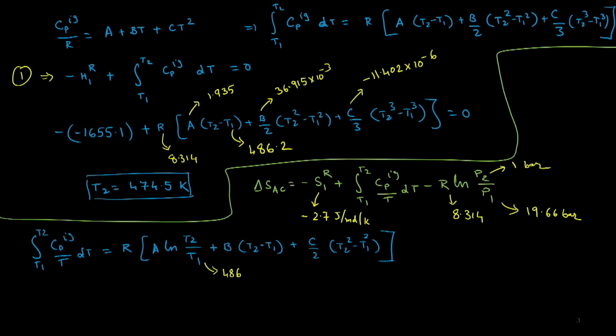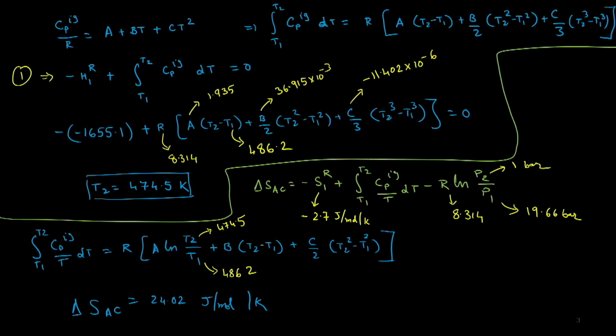T1 is 486.2. T2, we just got it as 474.5. So I substitute everything in this equation to get delta S_AC, and the value I obtain is 24.02 joules per mole per Kelvin. This is the value of delta S going from A to C.